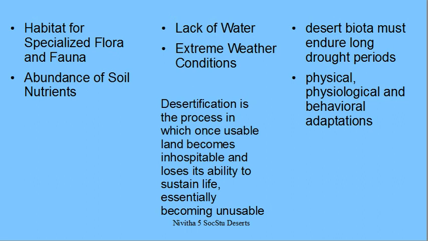Desertification is a process by which the usable lands become inhospitable. This is happening on the border of the Thar Desert in Rajasthan and Gujarat, where more and more hospitable land or usable land becomes inhospitable or unusable. It cannot sustain life. It becomes a desert. That is a problem near the deserts.